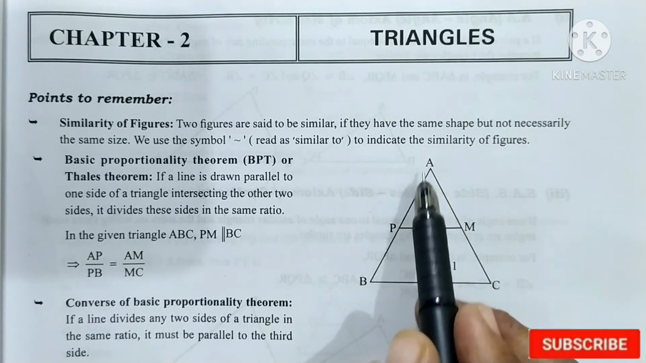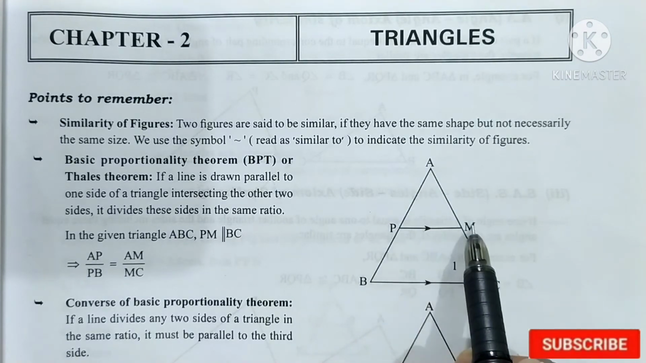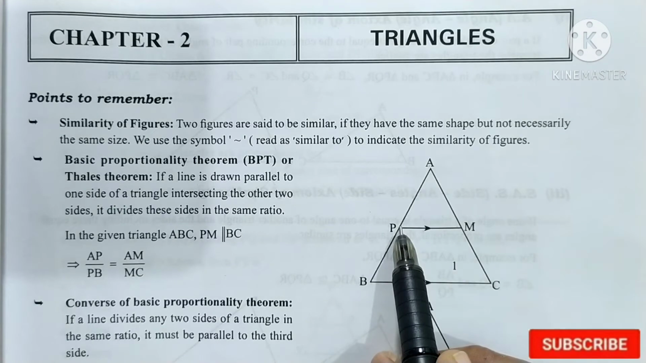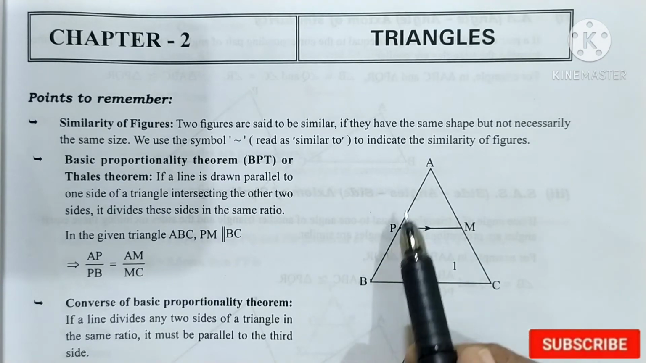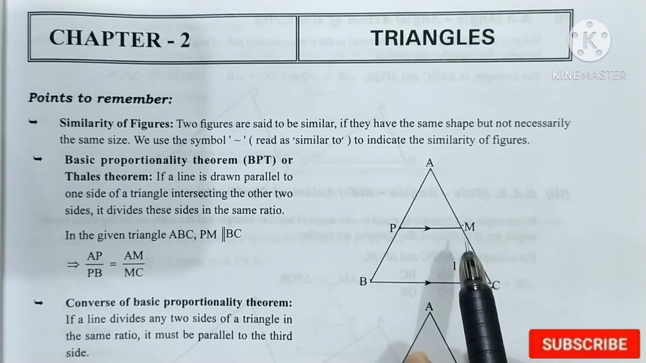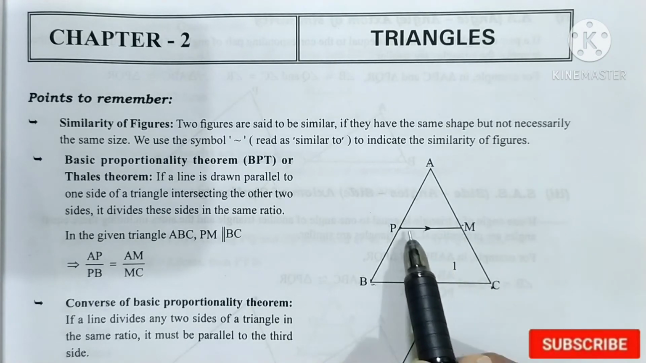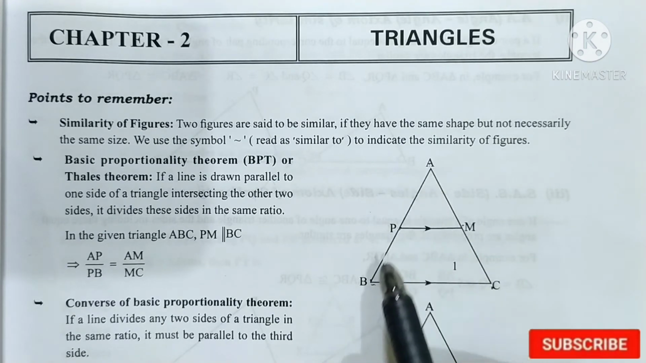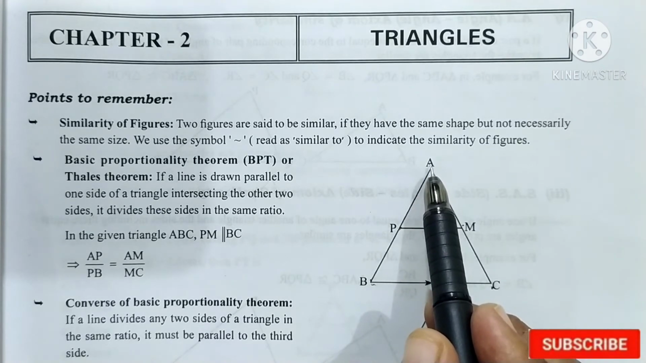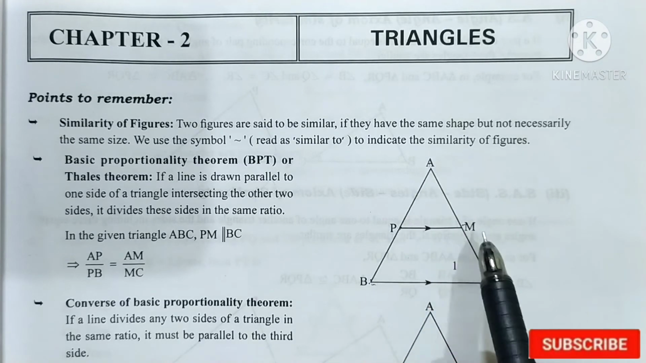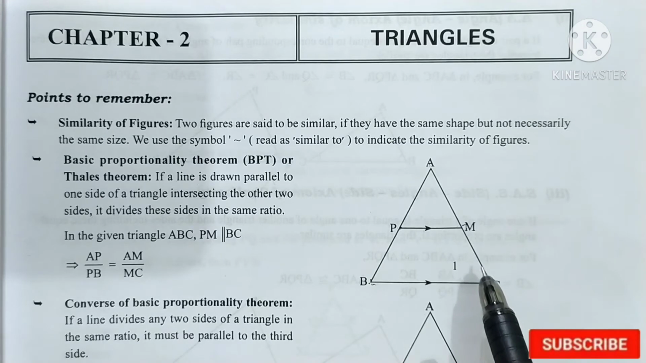So here in this triangle ABC, PM is parallel to BC. This implies AP divided by PB is equal to AM divided by MC. Now in this triangle, PM is parallel to BC, so this line divides the remaining two sides in the same ratio. So how to write the formula here? Basic proportionality theorem: AP divided by PB equals AM divided by MC. Okay, we'll go to the next point.